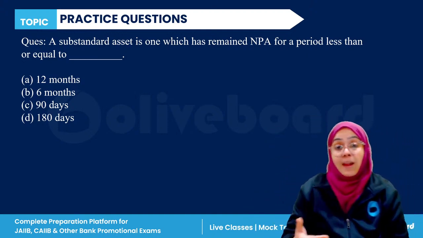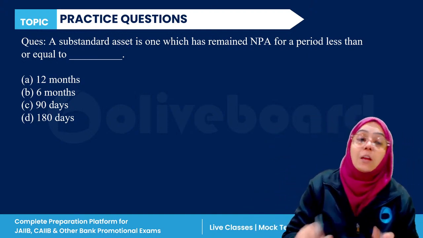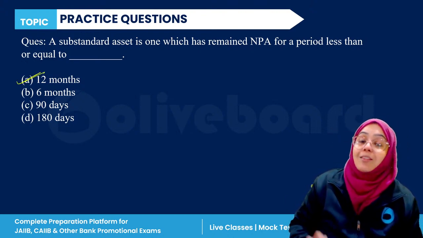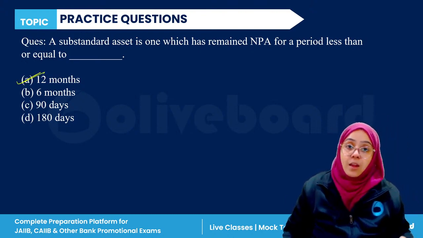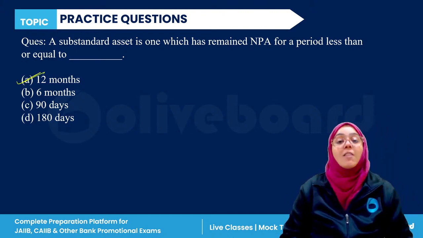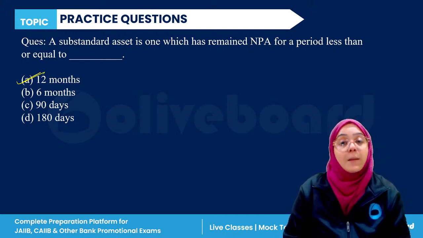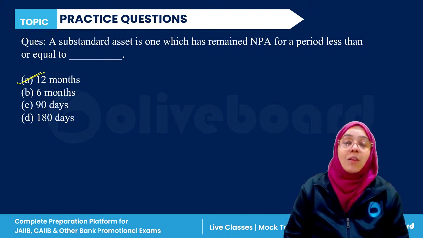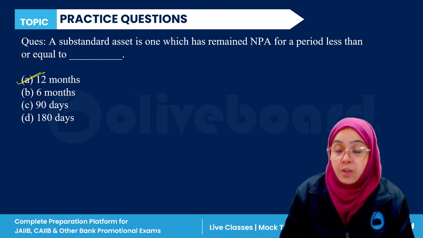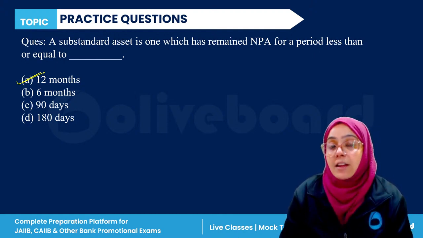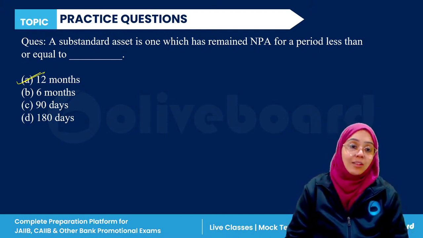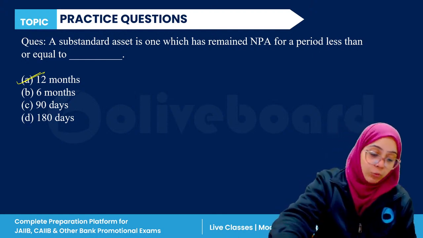When an NPA remains overdue for a period equal to or less than 12 months, then it is a substandard non-performing asset. If it surpasses 12 months, then it becomes a doubtful asset. And when the loss has been identified, the fraud has been identified, then it is considered a loss asset. So A is the correct answer, 12 months.